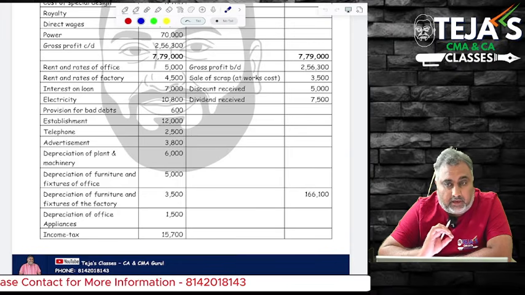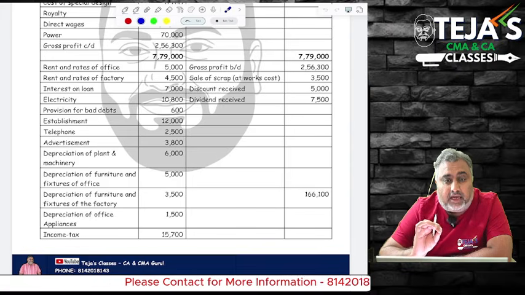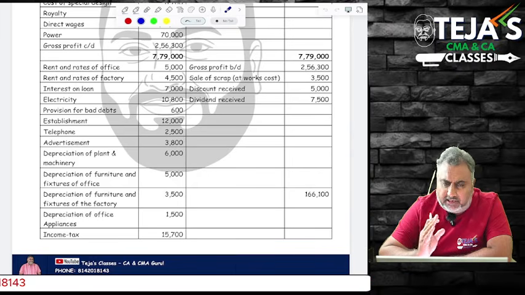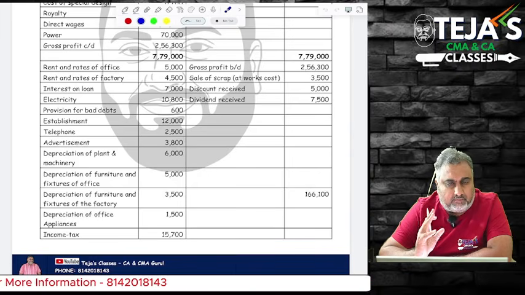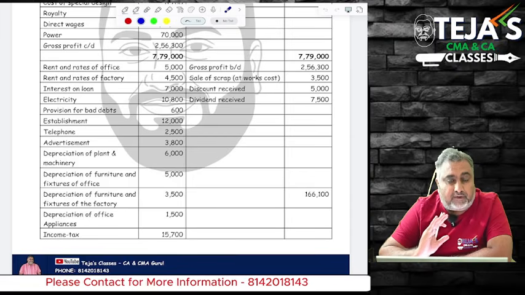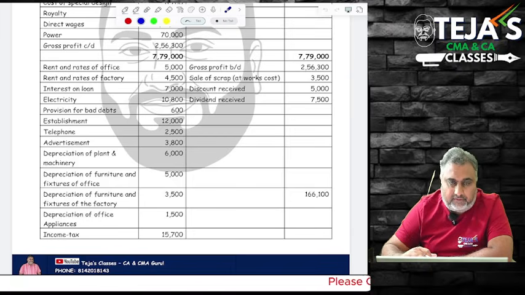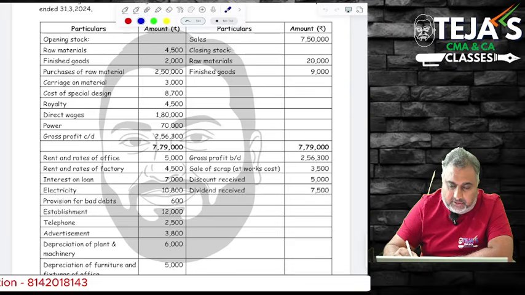Which of the things are not included? Items of a purely financial nature, whether income or expenditure, should both be excluded for the purpose of computation of the cost sheet. These are all purely financial in nature. That's the reason we will ignore them.